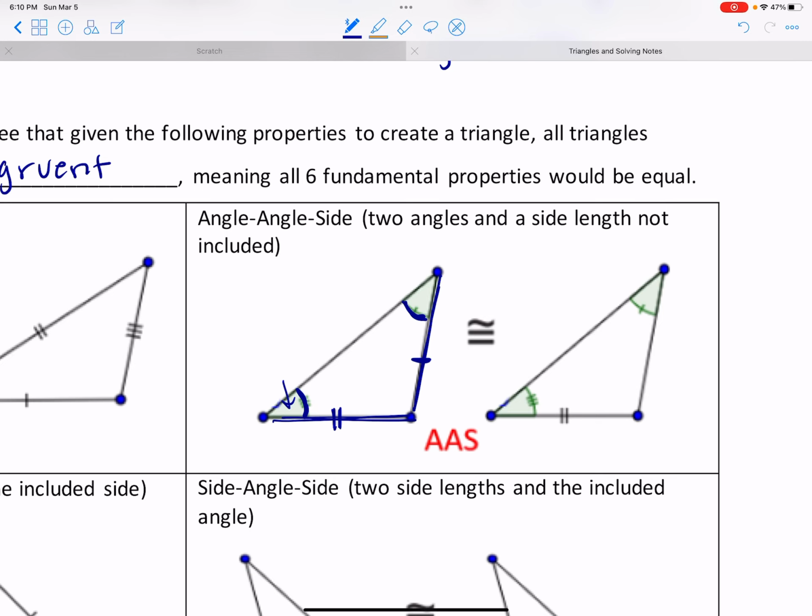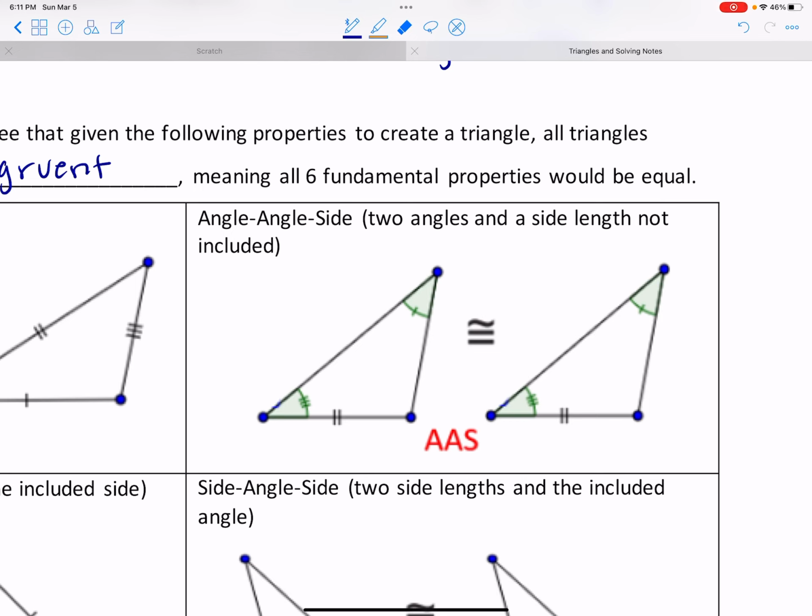So think about reading this. You have an angle, then an angle, and then you have a side. So when I'm reading this information that's given in this picture, I have an angle, and then a side that is not in between those two angles. If I have two congruent angles and a side not included that's congruent, and they're corresponding, again, that's going to be enough information to guarantee that any two triangles with those properties will be the same.